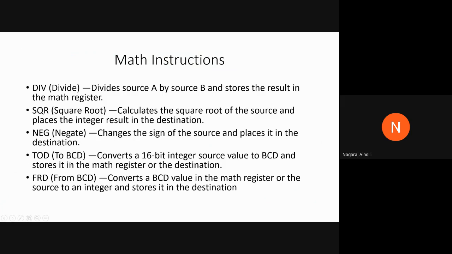Then converting from integer to BCD. The integer value is converted into BCD value; it converts a 16-bit integer source value to BCD and stores it in the math register or the destination register. Converting to BCD is one mathematical operation. Then converting from BCD to integer is another instruction. It converts a BCD value in the mathematical register to an integer value and the integer value is stored in the destination register. Fine.